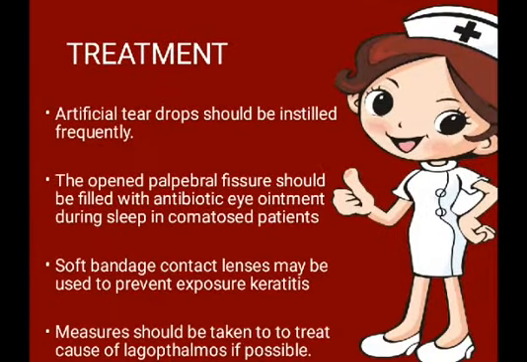The next one is treatment. Artificial tear drops should be instilled frequently. Artificial tear drops are given so the tear film becomes stable. Next, the open palpebral fissure should be filled with antibiotic eye ointment during sleep or in a comatose patient. Now the palpebral fissure is open and it should be filled with antibiotic eye ointment when the patient is sleeping or is comatose, which means the patient is in a coma.